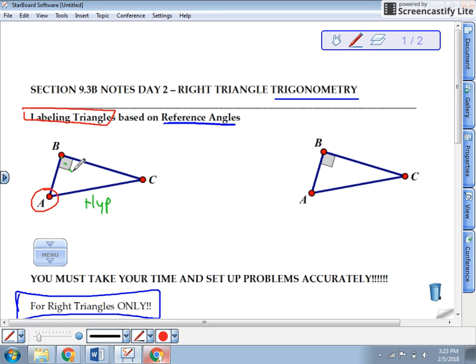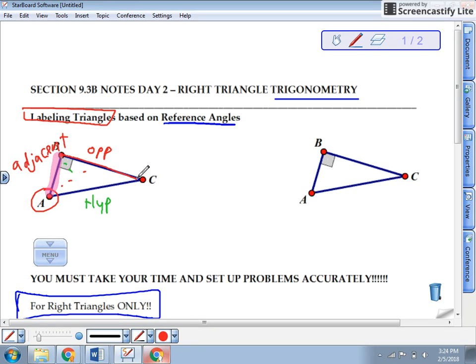The leg that is opposite, or across, we're going to call the opposite leg, and the leg that's next to, we're going to call the adjacent. I'll write that out so you can see it. Adjacent, remember, means next to. So this leg that's next to our reference angle is the adjacent, and the leg that's across is the opposite. That is the key to trigonometry right there.